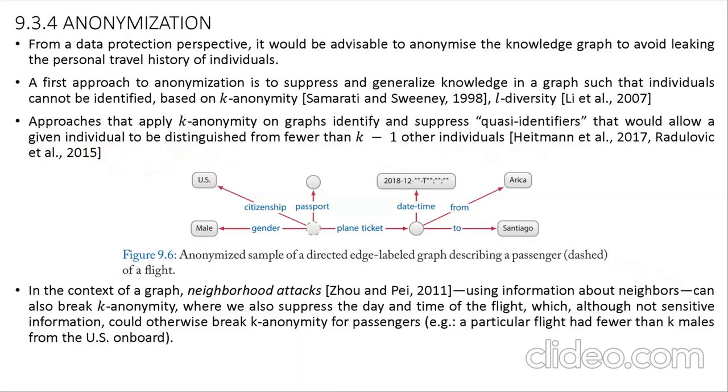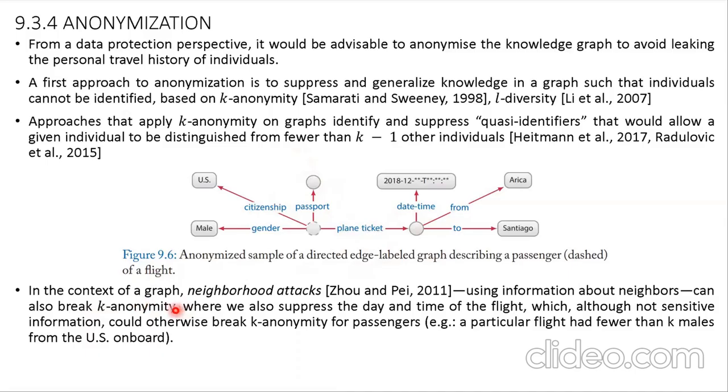So Figure 9.6 illustrates a possible result of k-anonymization for a subgraph describing a flight passenger, where the quasi-identifiers, like the passport and the plane ticket, have been converted into a plane node, ensuring that the passengers cannot be distinguished from the others.